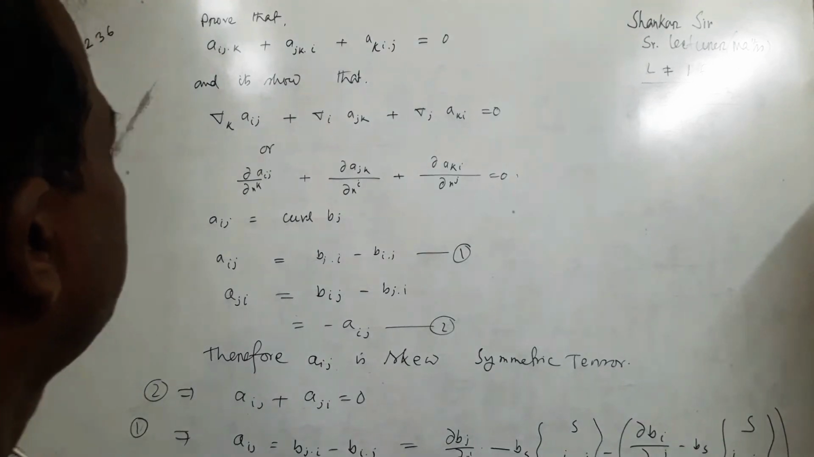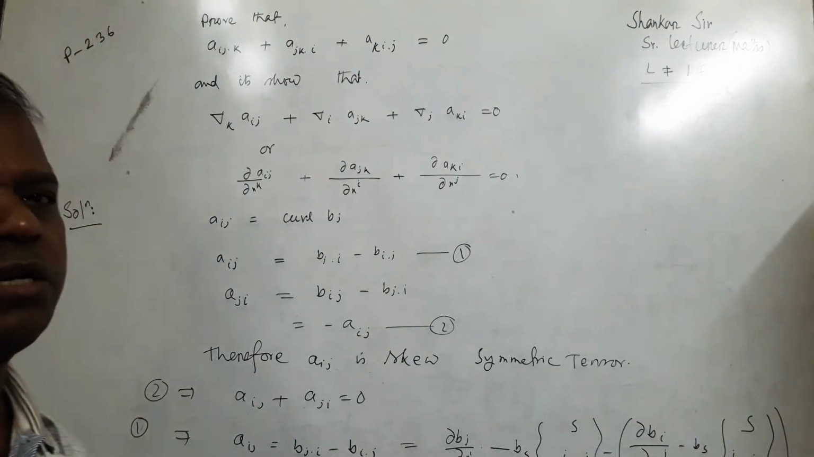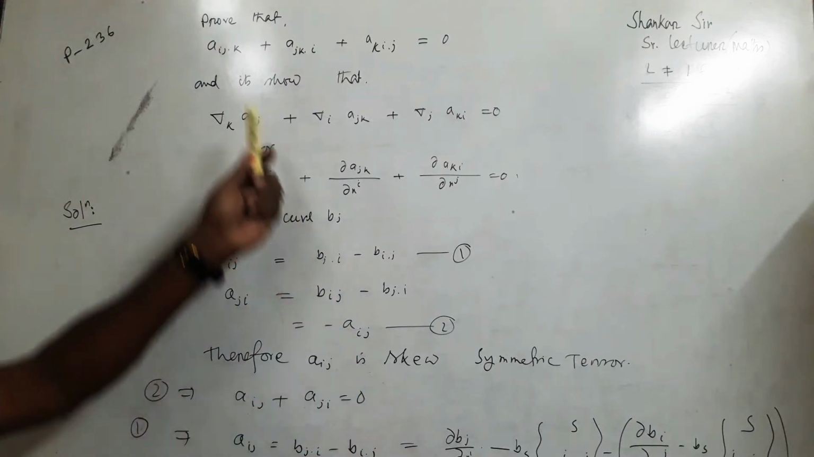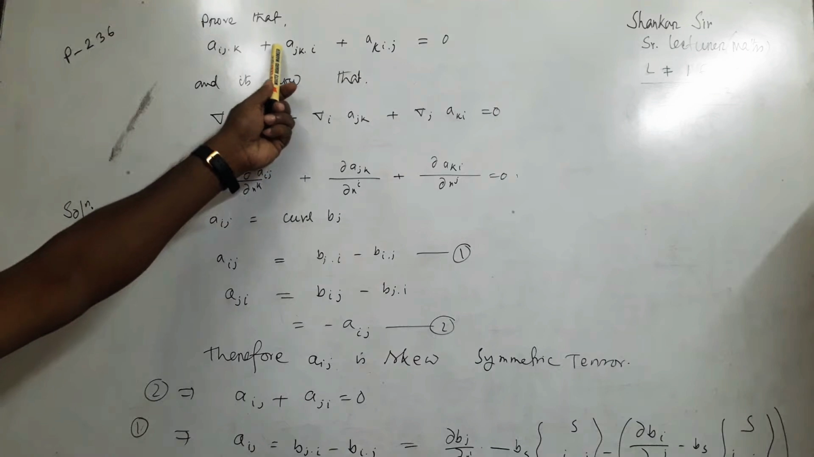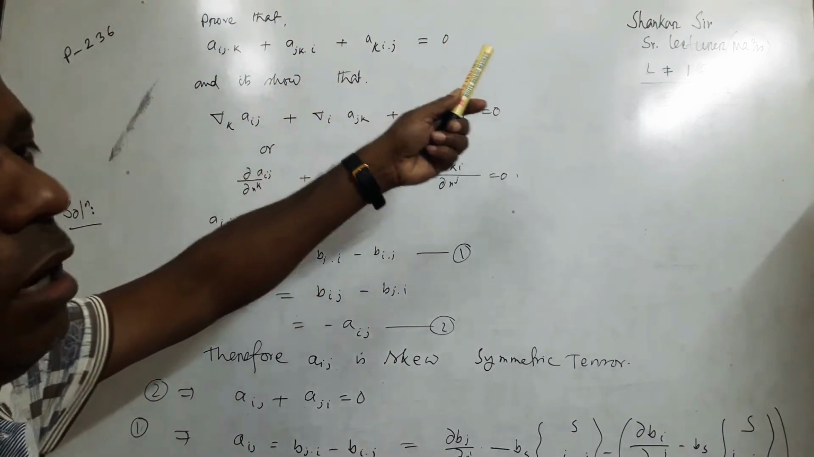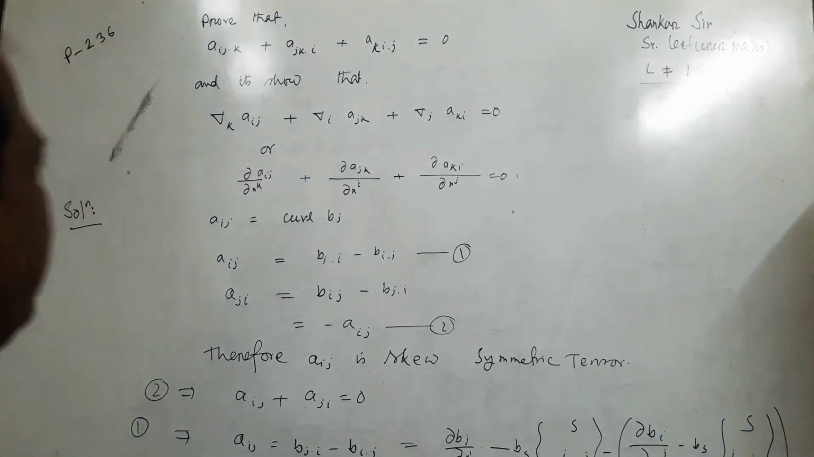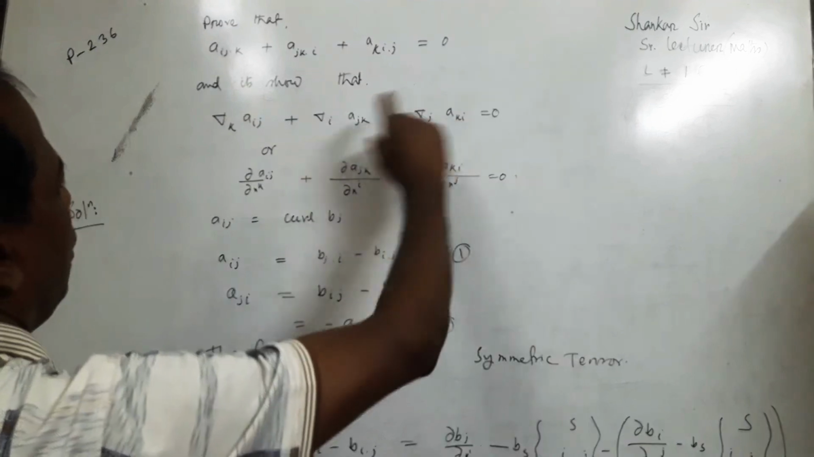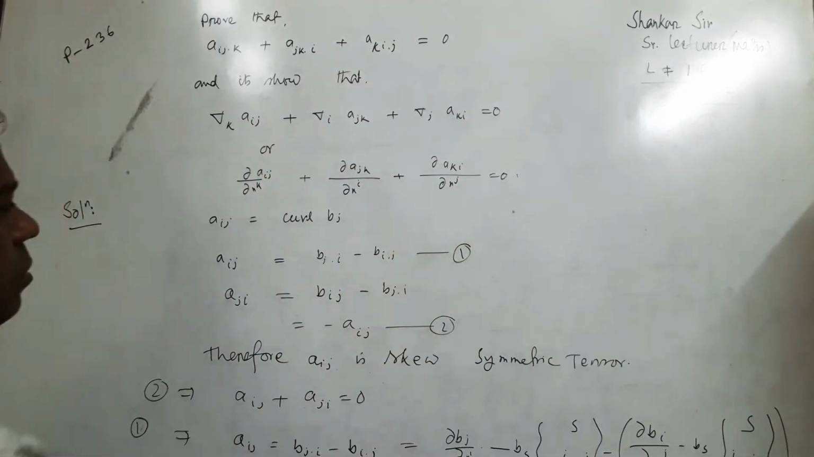Now, this theorem is so important in tensor analysis. It is proved that aij,k + ajk,i + aki,j = 0. It shows that this is the same as f equal to 0.